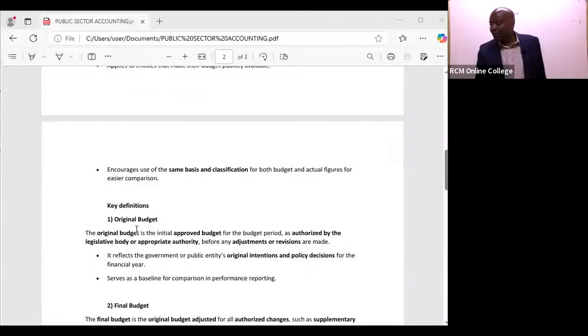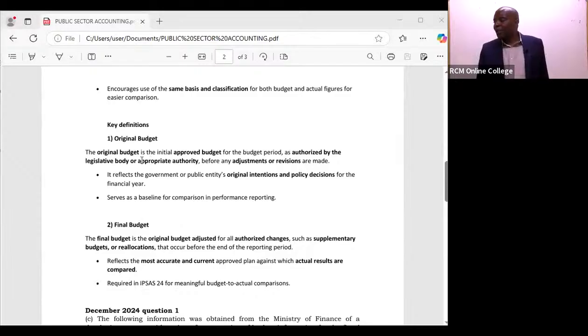So key terms. Original budget. The original budget is the initial approved budget for the budget period, as authorized by Parliament before any adjustments or revisions are made. It reflects the government or public entity's original intentions and policy decisions for the financial year. Yeah, the very original intentions really. It serves as a baseline for comparison in performance reporting.